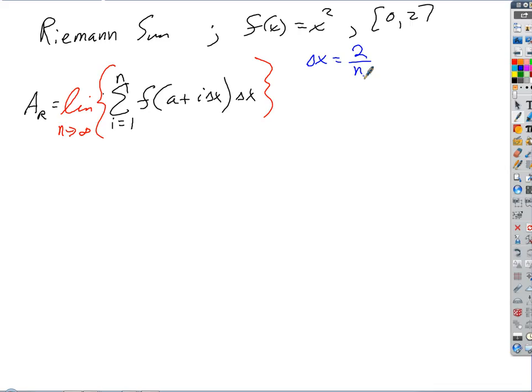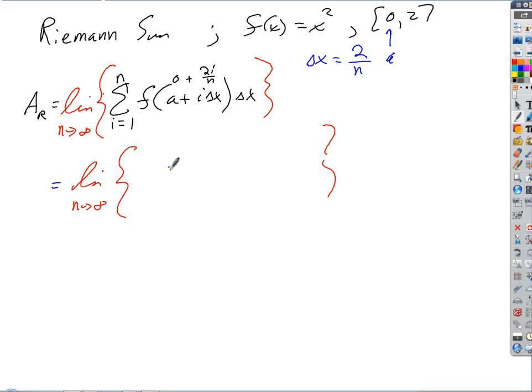Okay. So f of x is just x squared. a is 0, right? Everybody agree? So what do we get then? This is equal to the limit as n approaches infinity of a plus i delta x, which is just going to become 0 plus i times 2 over n. So 2i over n. Everybody agree? And I'm going to square that.